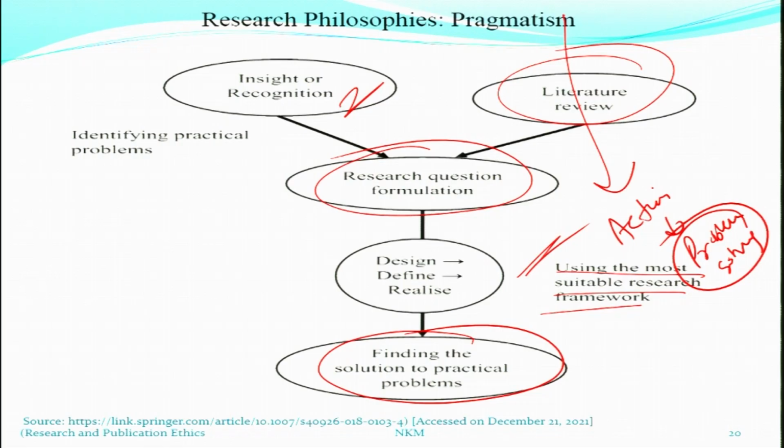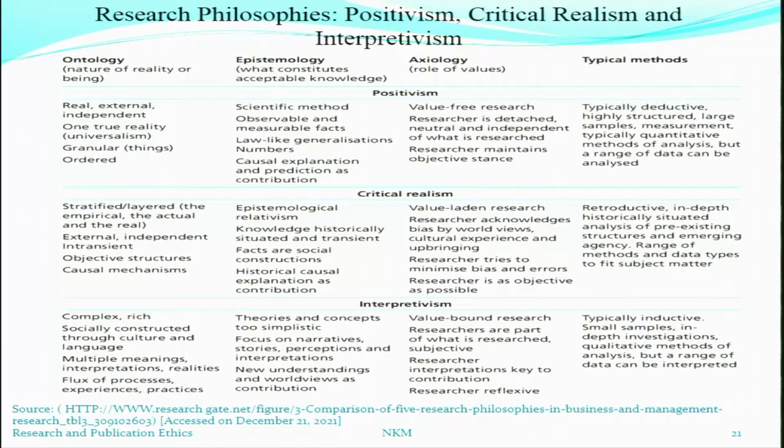So after discussing all these five research philosophies, positivism, critical realism, interpretivism, postmodernism, and pragmatism, let's move to a detailed discussion by making a comparison of these five research philosophies, and we'll try to understand these five research philosophies by taking the example of COVID-19.